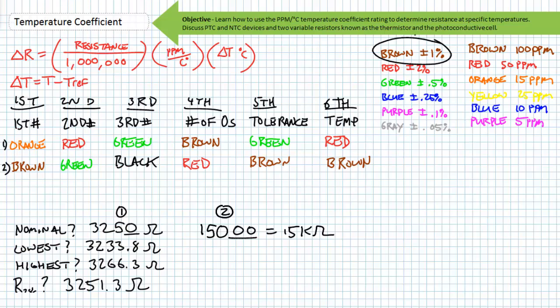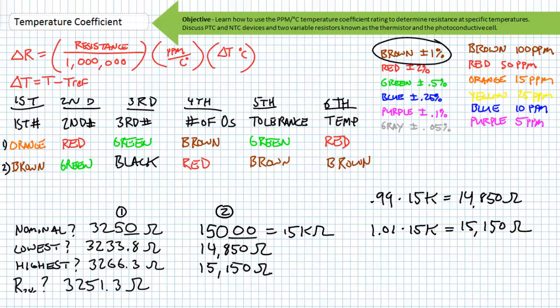Given it has a brown tolerance ring, of plus or minus 1%, the lowest we'd expect to see is 0.99 times 15K, or 14,850 ohms. And the highest we'd expect to see is 1.01 times 15K, or 15,150 ohms.